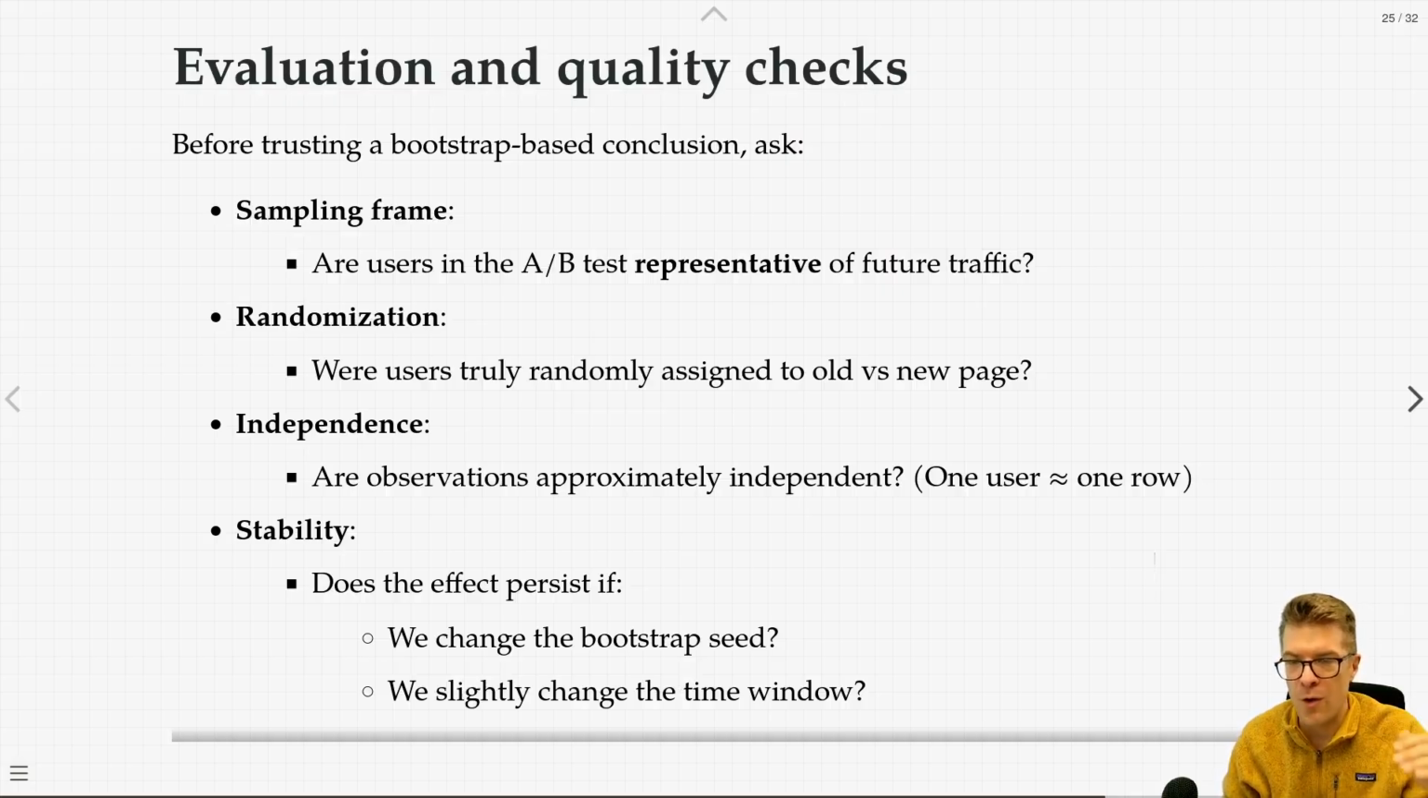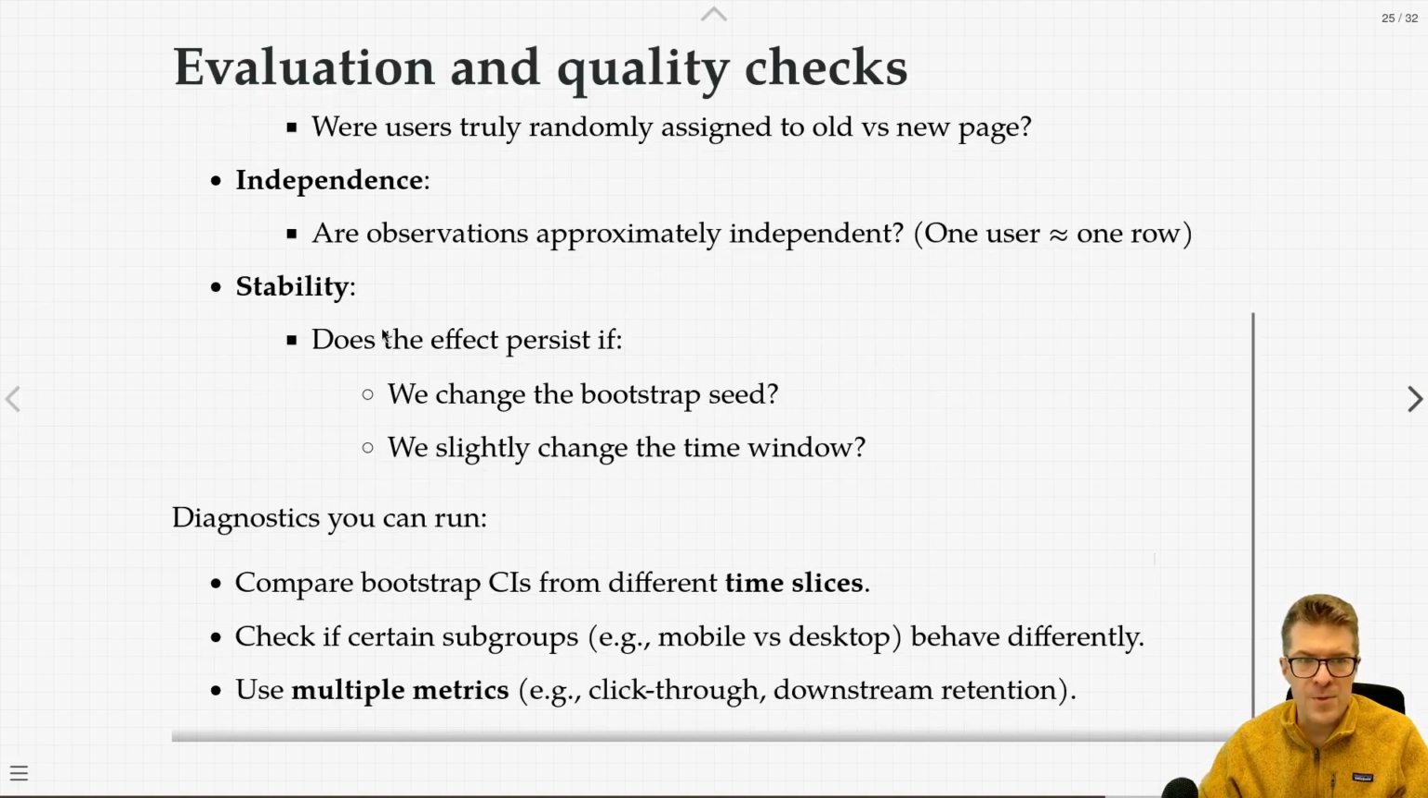Are the observations actually independent from one another? Is one user one row, or do you have multiple rows of the same user in some cases, and how does that affect your overall statistics, including the bootstrapping statistics? Are your observations stable if you change the bootstrapping seed? We randomly sampled B samples, but the sampling distribution could have an effect on the overall computed statistics. If we changed the randomness, would that have changed our outcomes? There are all these things we have to dig deeper into. If we change the sampling window, would that have changed things? So again, stability is important.